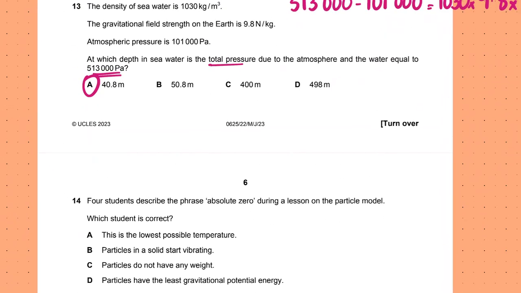4 students described the phrase absolute zero during a lesson on the particle model. Which student is correct? This is the lowest possible temperature. This is, by the way, correct, right? This is correct. Particles in a solid start vibrating. This is not true, right? Particles in a solid are vibrating. It's not in terms of starting vibrating. It's more like this vibration never goes away. Even at this point, when we talk about the kinetic energy of particles, we don't say it's zero kinetic energy. We say it's the minimum possible kinetic energy. So it's not like they start vibrating here.